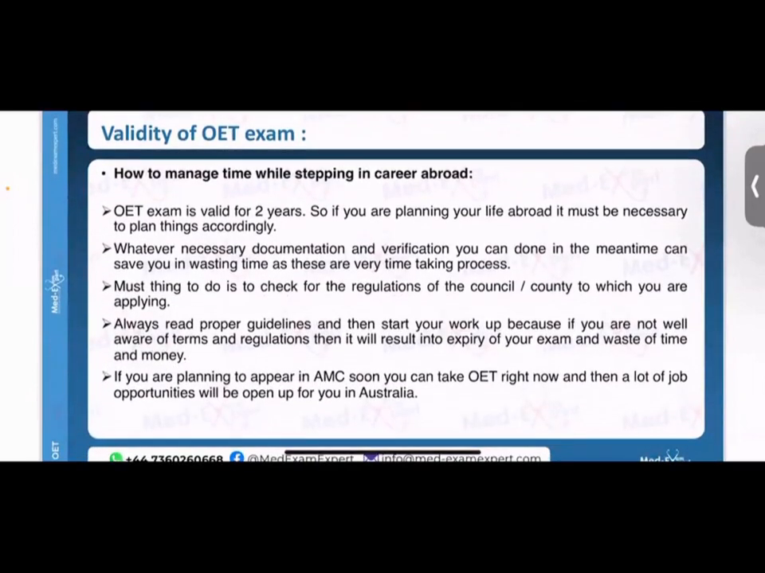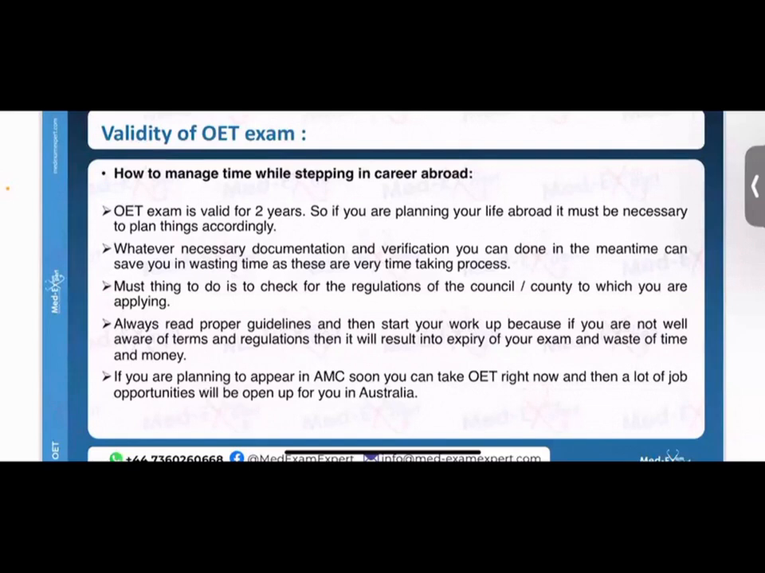Now we will discuss the validity of the exam. It is another important point to discuss here, because sometimes aspirants think that by taking OET they will have a lifetime validity of this exam and can apply in the future anywhere in their desired destination. But this is not true. Let me tell you how to manage time while stepping your career abroad. The OET exam is valid for 2 years only. So if you are planning your life abroad, it is necessary to plan things accordingly.